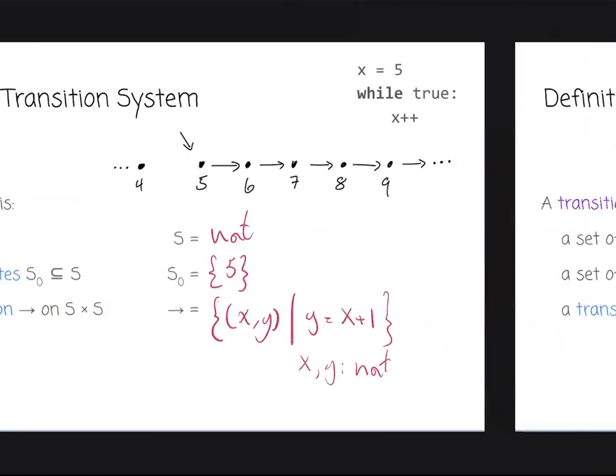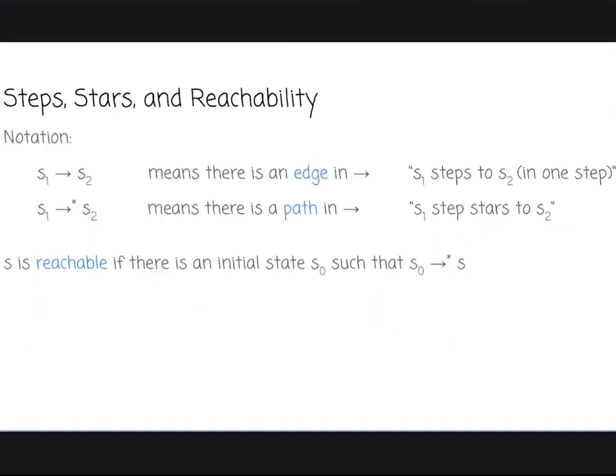So let's see how we make steps in our path and transition in this system. So here, this arrow without the star, unlike the example below, says that there is exactly one edge between S1 and S2, or S1 steps to S2, in one step, that is. So exactly one step. This other notation, the arrow with the star, says that there could be any number of edges between S1 and S2. There might be 0, there might be many. But it means that there is a path in which S1 steps to S2. So it might be 0 steps. It might be another number of steps. And we say that state S is reachable if there is an initial state S0 where we can reach state S from S0 with 0 or more steps.